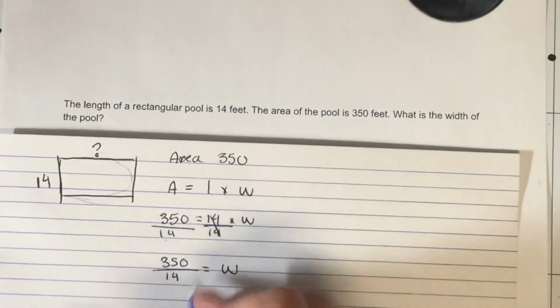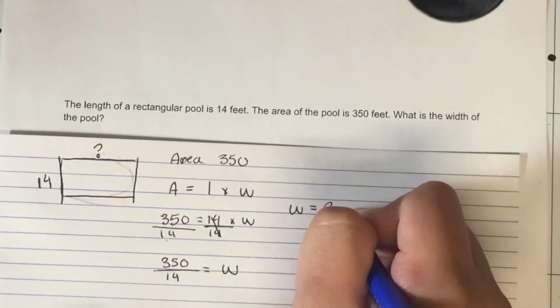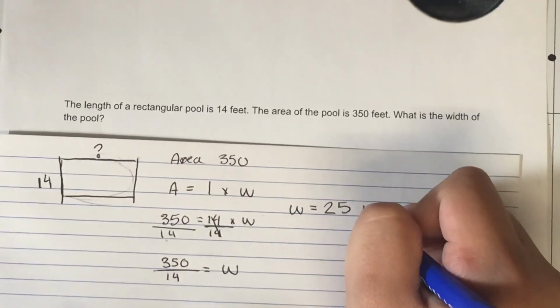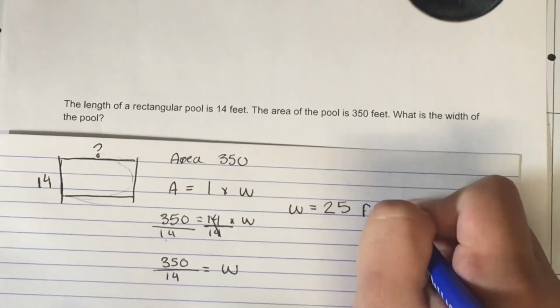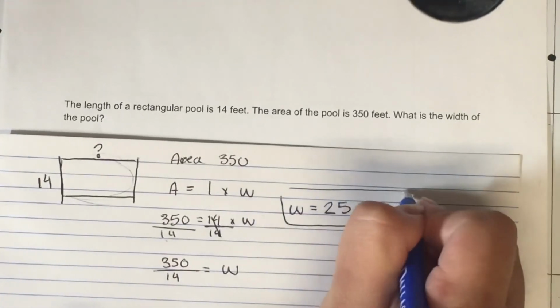Once we divide this, we're left with the width being 25 feet squared. And that is the width.